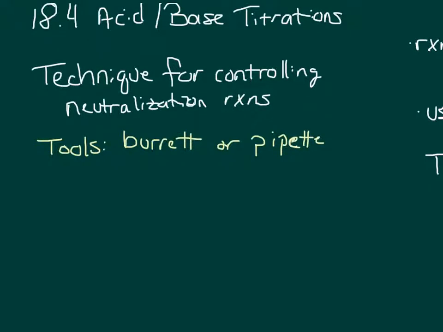18.4 is about acid-base titrations. Titrations are a technique for controlling the neutralization reactions drop by drop. The tool we use during a titration is a burette, which has an uncertainty value of plus or minus 0.05 cm³, which is the most accurate device we tend to have to carry out a titration.